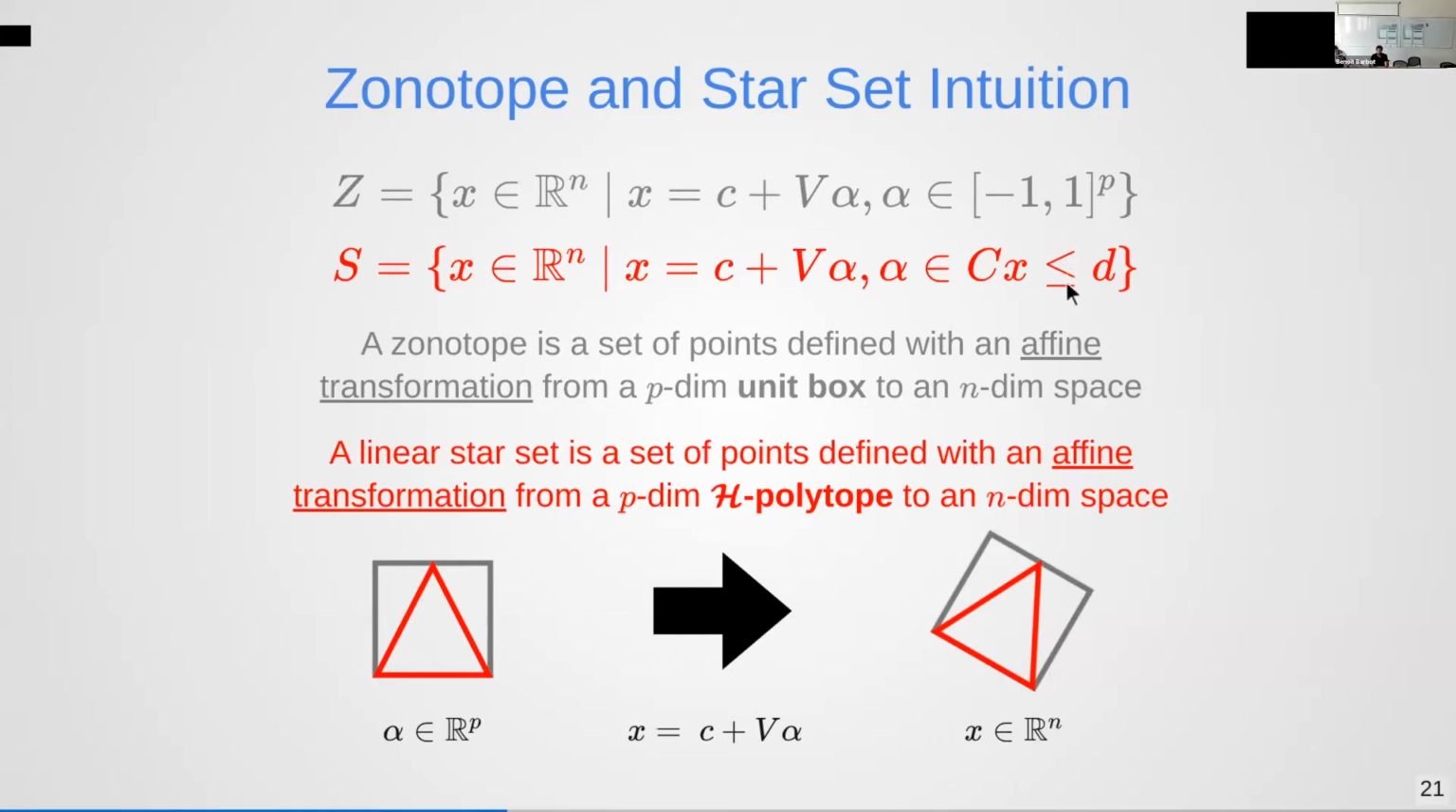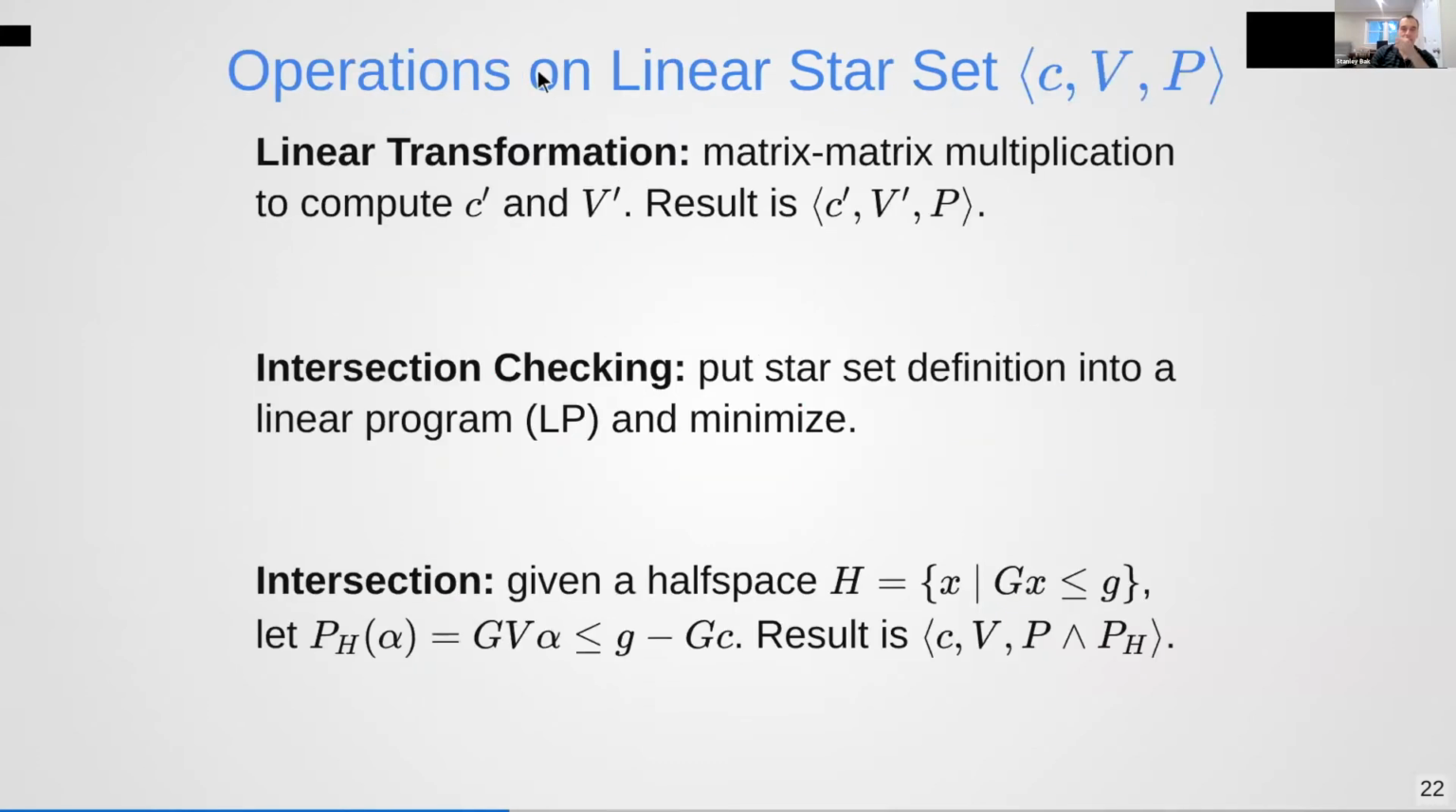So it's a little bit more expressive. And you can do a couple different operations with this too. In particular, you can do linear transformation efficiently. This essentially comes down to matrix multiplication. So you modify the affine transformation part. That's how you can do a linear transformation with a linear star set.